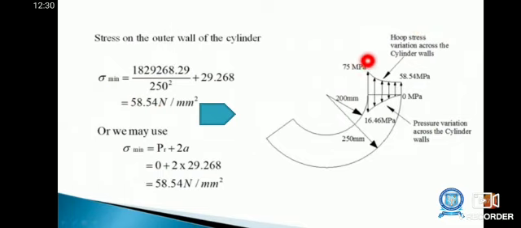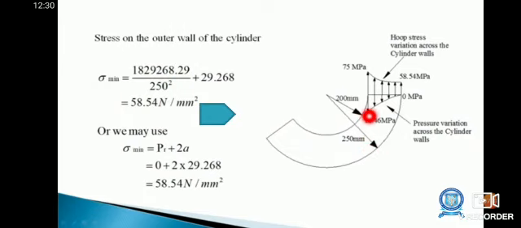The maximum is 75, minimum 58. So that is also the pressure variation. Outer pressure is 0, and inner pressure is 16.46 megapascal. That is the diagram we have drawn. We have mentioned that it is a hollow cylinder, and that is the thickness of the shell.